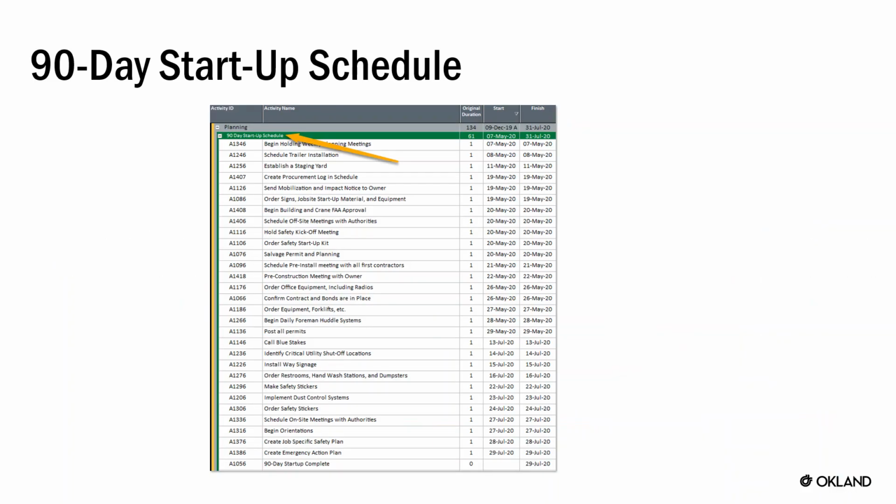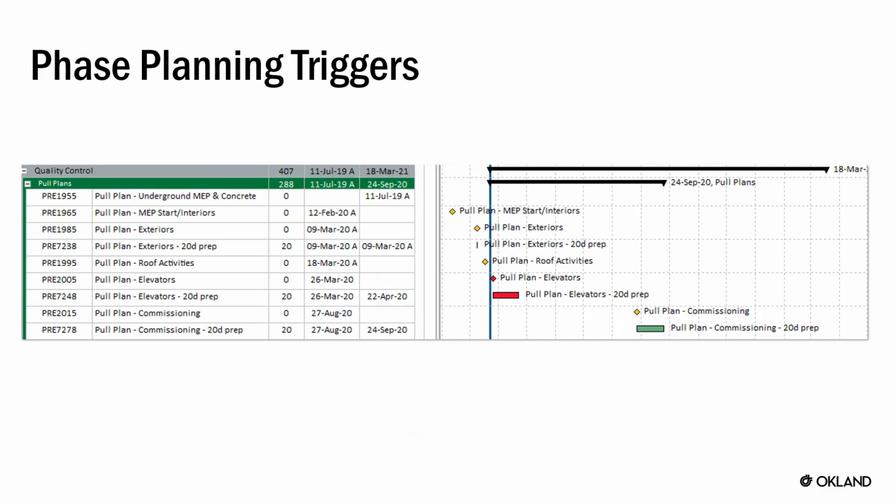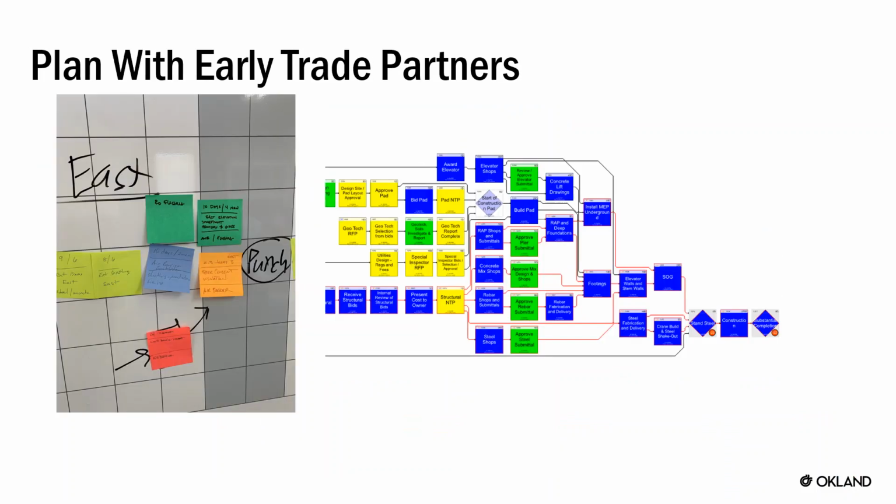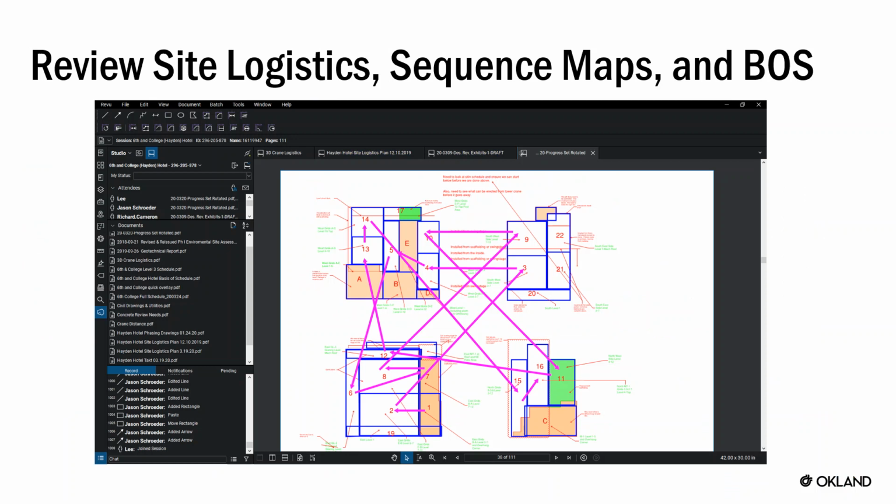Then in the CD phase, there's a 90-day startup schedule that you review weekly with your team. That's in the pre-con template. You'll schedule in whole phase planning triggers in your schedule to remind yourself to phase plan. And you're going to do that phase planning for your first phase, which will usually be your underground and your foundations. Then you're going to review again your site logistics, sequence map, and basis of schedule.